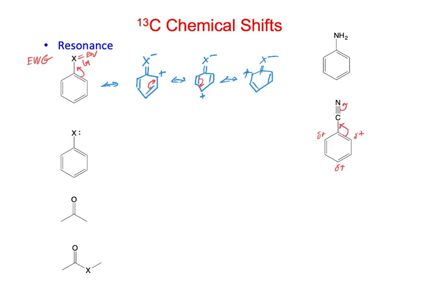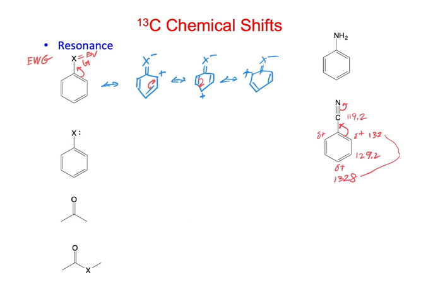So nitriles themselves are at about 119. So this one's 119.2. This one is at 132. 129.2. 132.8. So there's not a huge difference, but the two that are ortho and para here are slightly further downfield. And other groups that can be electron withdrawing like this, any of the carbonyls or nitro, will have the same kind of resonance.